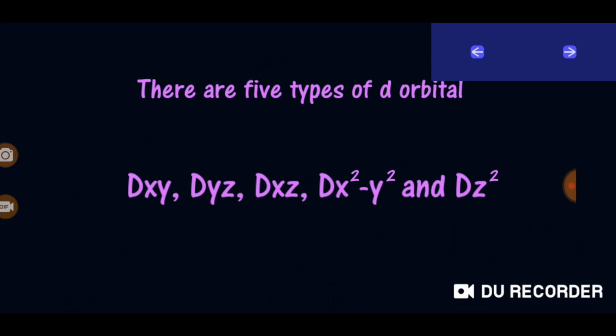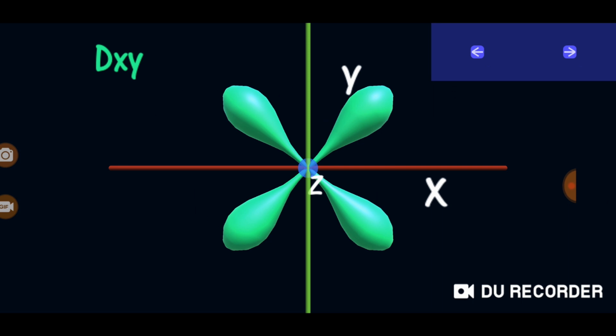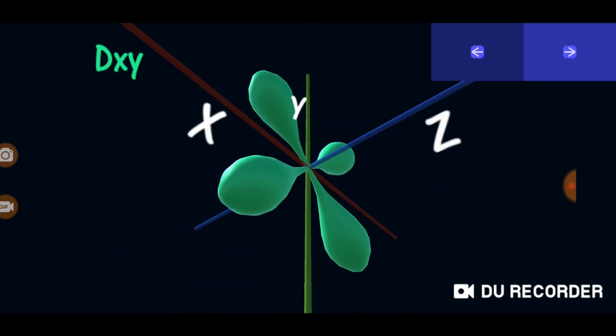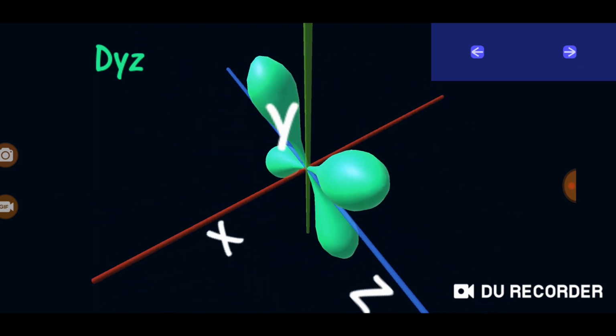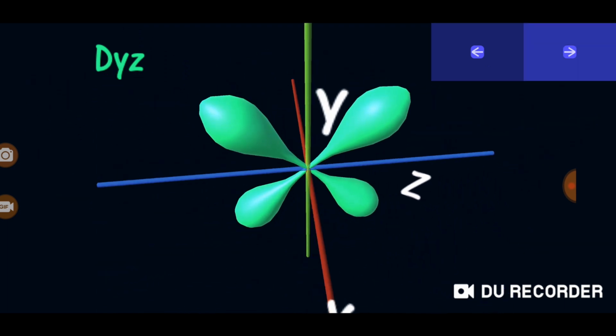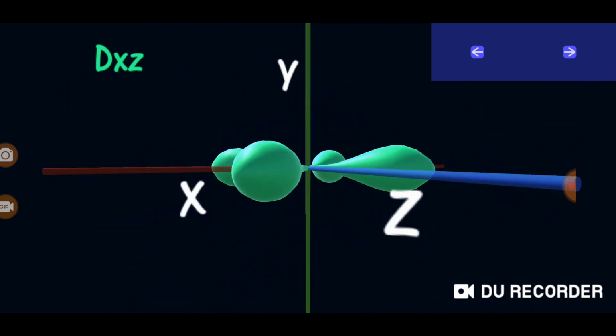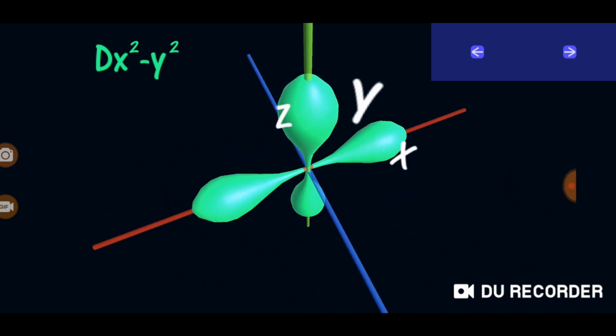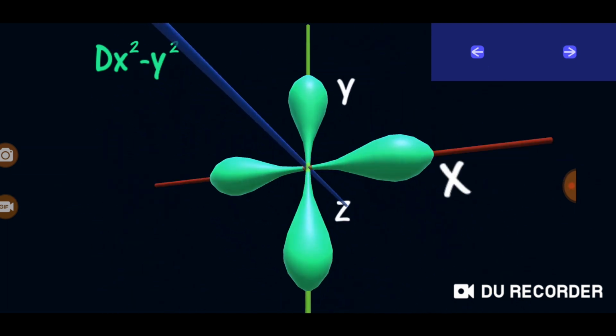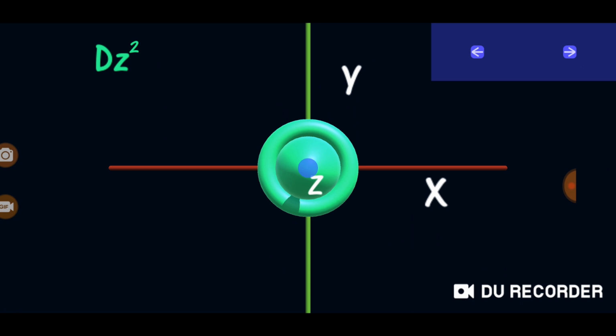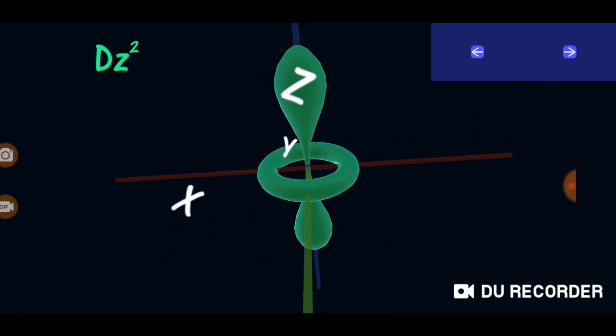This is about D orbitals, and we have 5 D orbitals. Click next. So this is the dxy orbital. Next, this is dyz. This one is dxz. This one is dx square minus y square. That one is dz square.